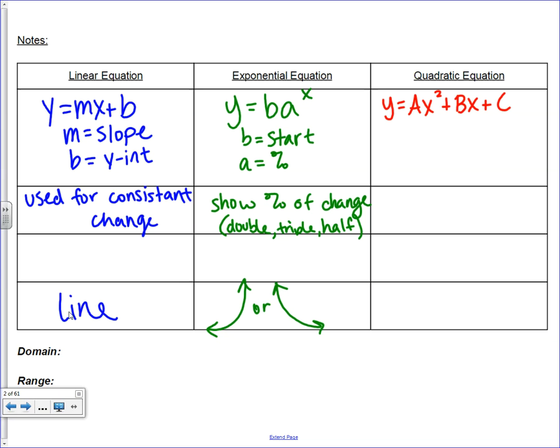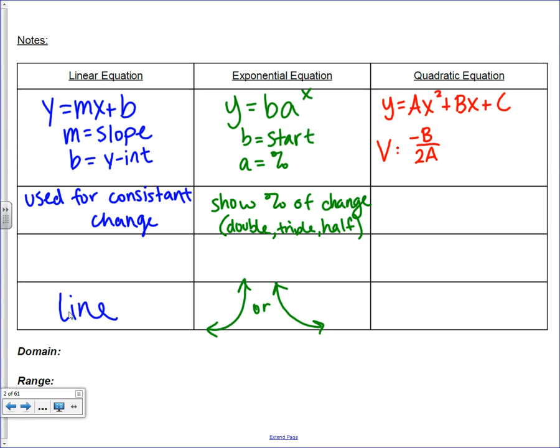The most important point is called a vertex, and I'll show you what that means once we get these graphing. But I have a formula for the vertex. The formula is negative b over 2a. That's your formula to find the vertex. And the a and the b come from the equation. Those are the numbers up there.